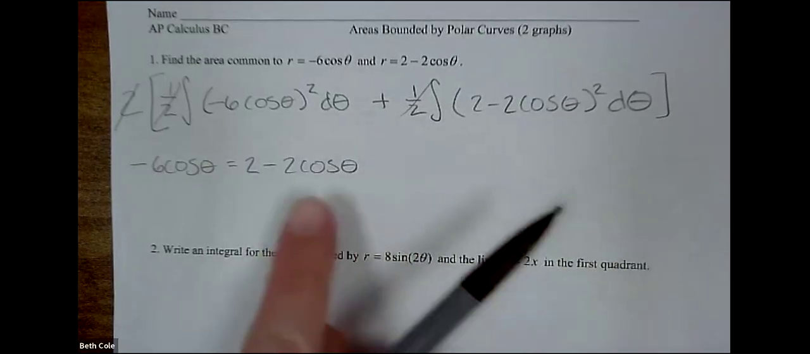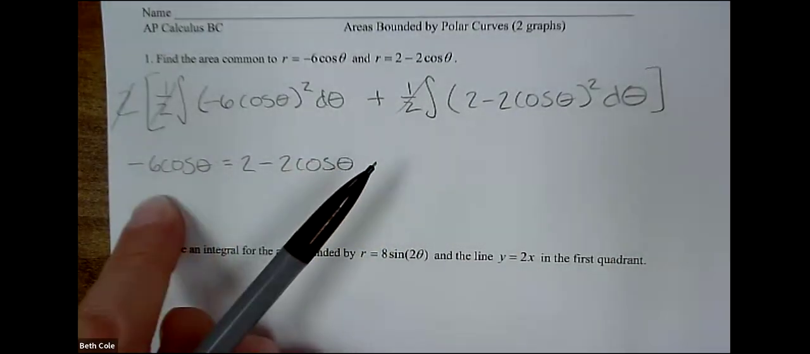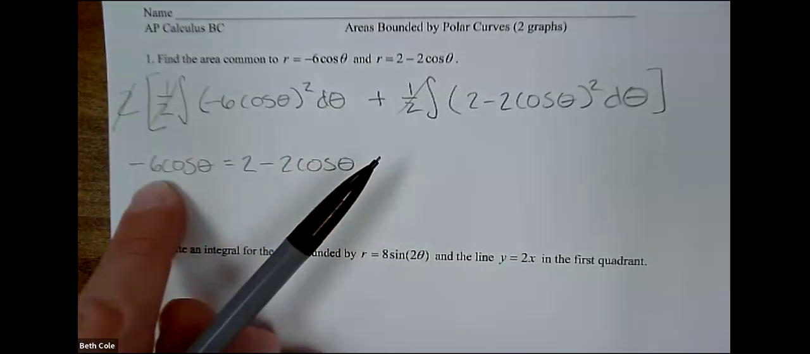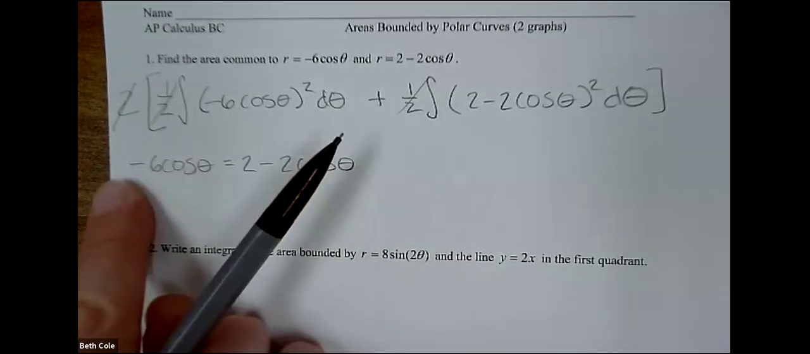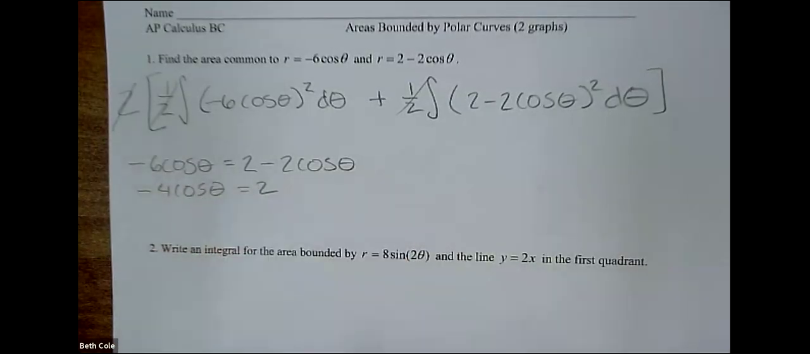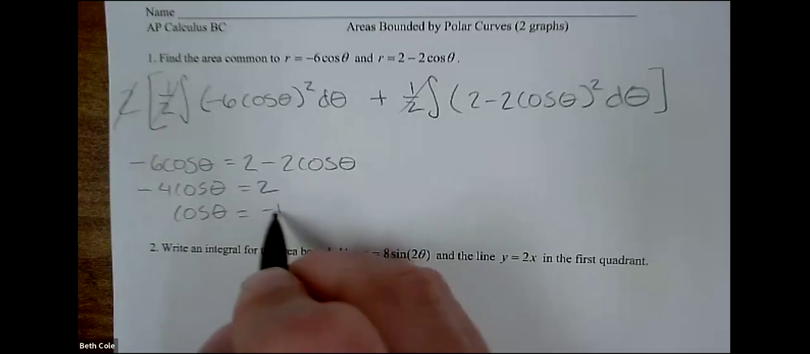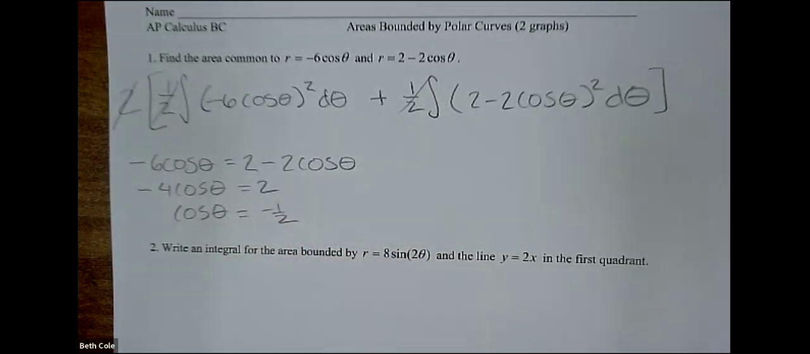So what we would do to both sides, to get rid of the -2 cosine, we would do +2 cosine. So if you add this over, -6 cosine plus 2 cosine is -4 cosine. And then you would divide by -4, that's -1/2, which is on the unit circle. Go figure. Cosine is your x value. That's going to be negative in quadrants 2 and 3.